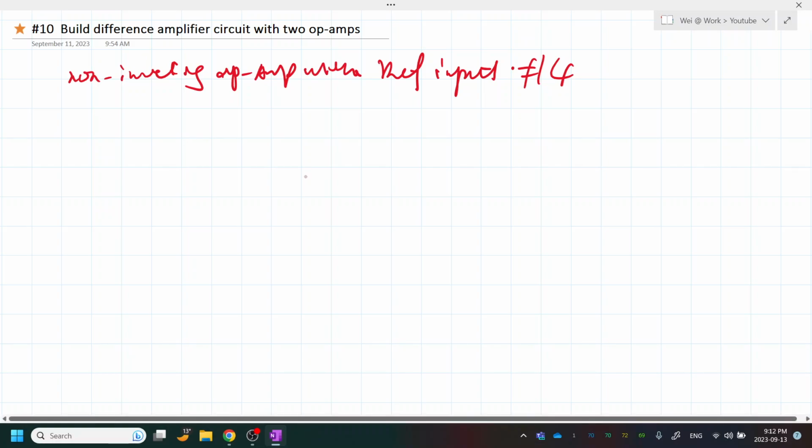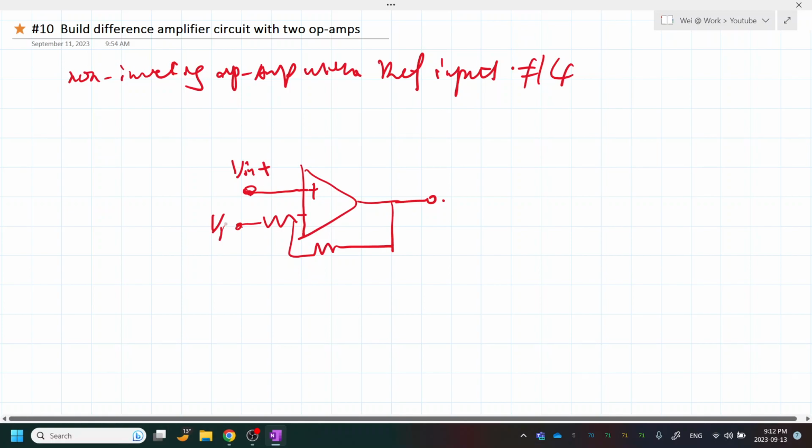So the basic circuitry for a non-inverting amplifier input is like this. We have a Vin plus, let's call that V input plus, the positive input, and we have a reference here, Vr, and V out, R1 the feedback resistor, and R2 the input resistor.